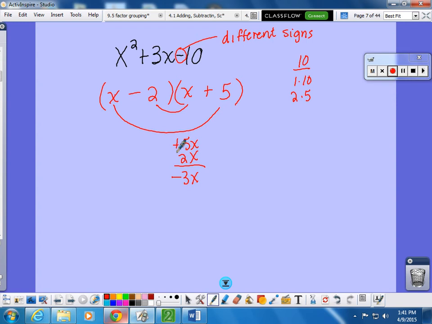Because a positive 5 and a negative 2 gives me a positive 3. Now the plus has to go with the 5. The negative has to go with the 2. But if x minus 2 was over here and x plus 5 was over there, that would be okay. But what's not okay is x plus 2 and x minus 5. Does that make sense? The sign has to go with them.